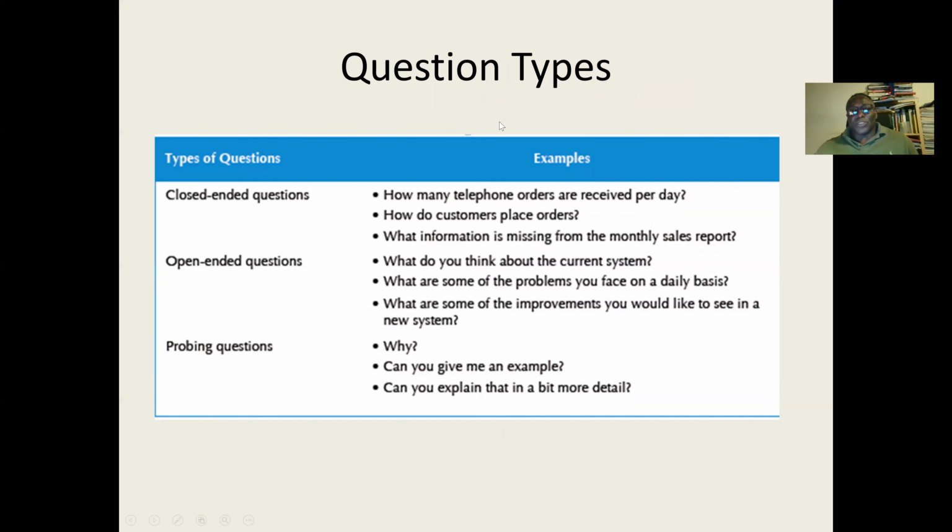So these are different types of questions. Closed-ended means, for example, how many telephone orders are received per day? It's one correct answer. How do customers place orders? It's closed-ended. Now let's say an open-ended question. What do you think? So this can be a suggestion about the current system. What are some of the problems? So more than one answer. So we can see the difference between closed-ended and open-ended questions. Then probing questions are like when you want to ask, so why? Can you give me an example? Can you explain that in a bit more detail? These are probing questions.